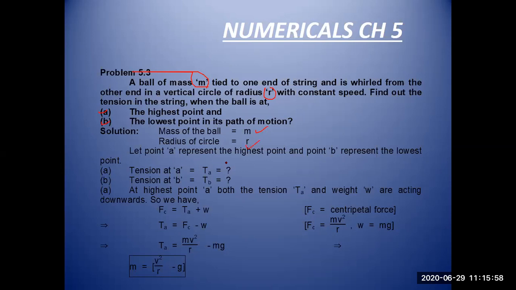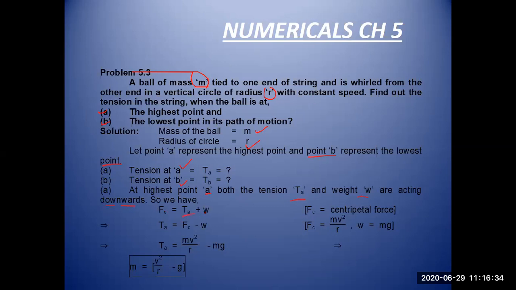Point A represents the highest point and point B represents the lowest point. The tension at A will be TA and the tension at B will be TB. At the highest point A, both the tension TA and the weight are acting downward. This is the main difference. At the highest point, both tension and weight act in the downward direction.